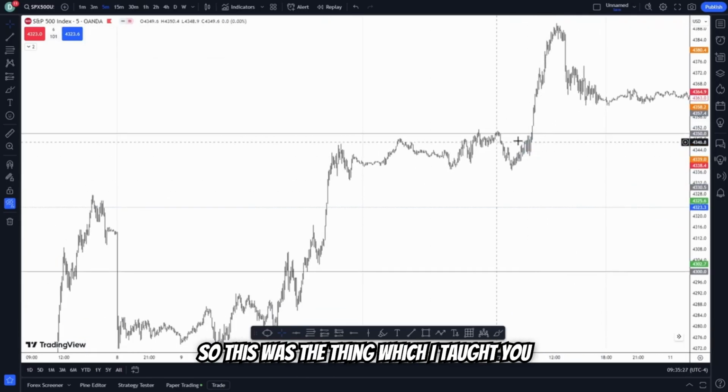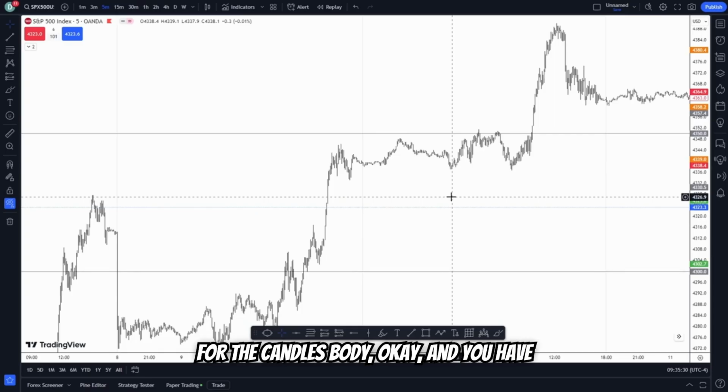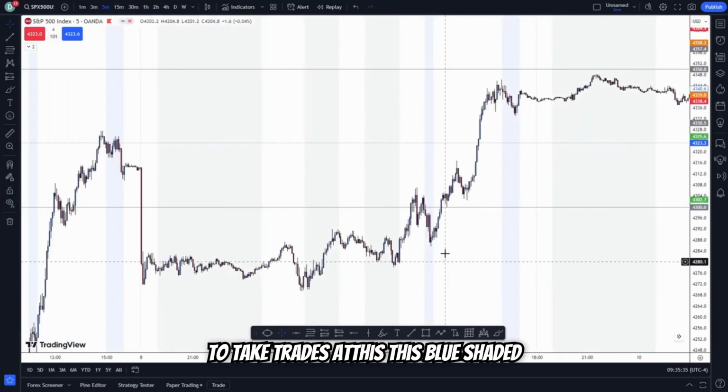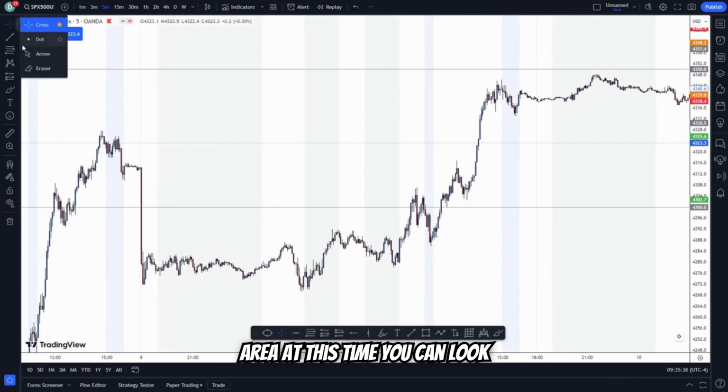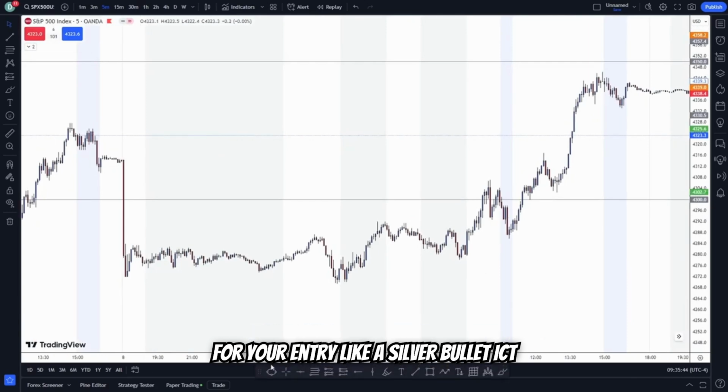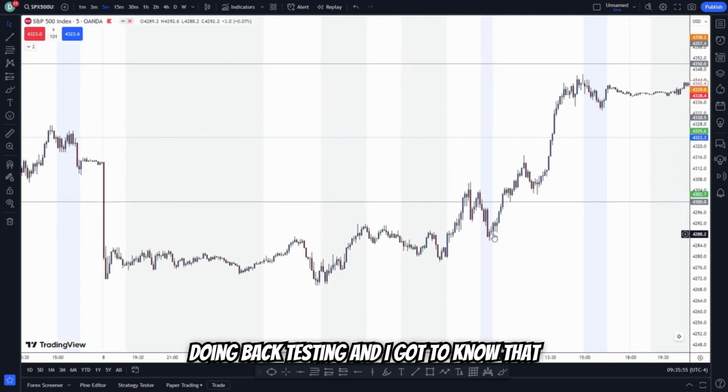So this was the thing which I taught you in my last video, that you have to look for the candle's body, okay? And you have to take trades at this blue shaded area. At this time, you can look for your entry, and it's like that ICT silver bullet, okay? But ICT says that you have to start trading from 10 to 11, right? But for me, I was doing back testing, and I get to know that after 11 o'clock, most of the times the pair moves, okay?